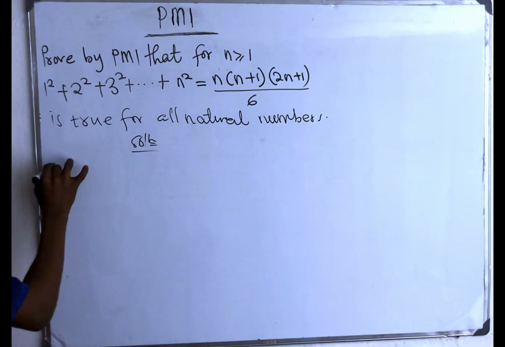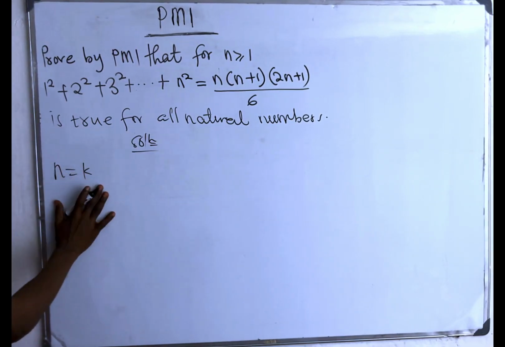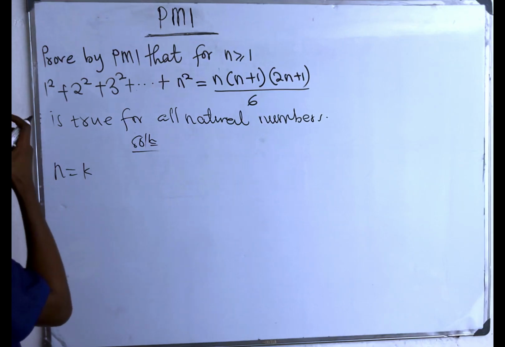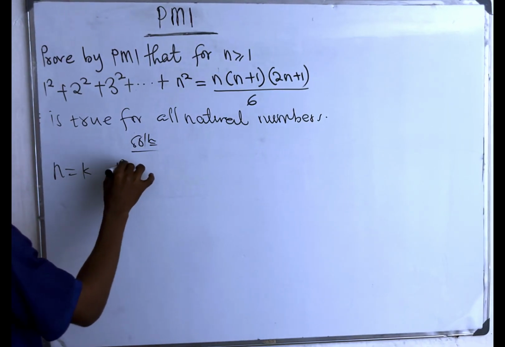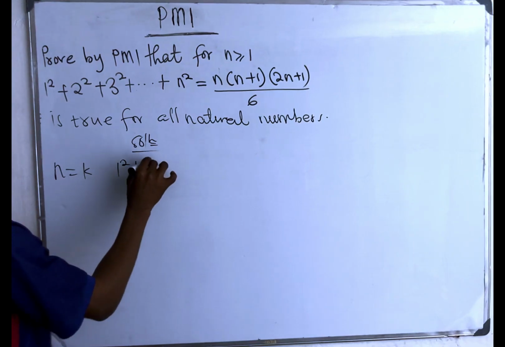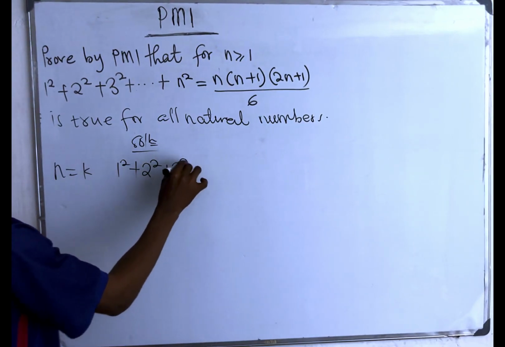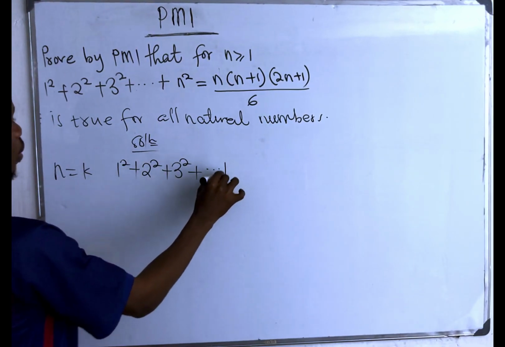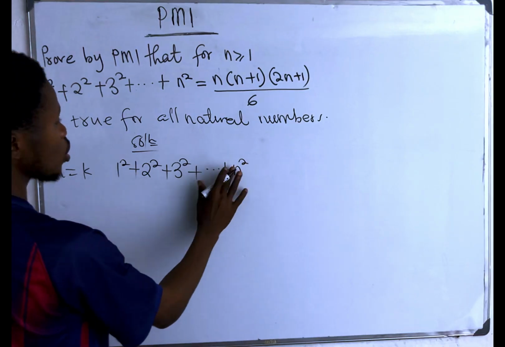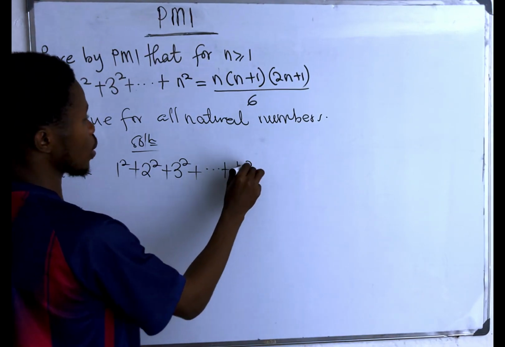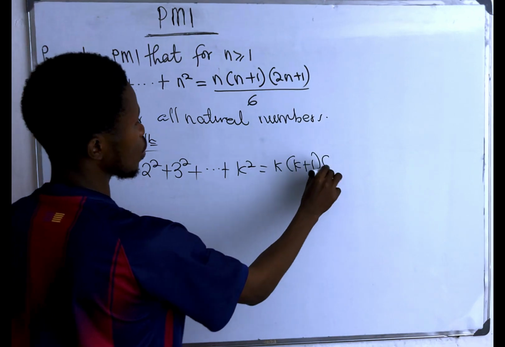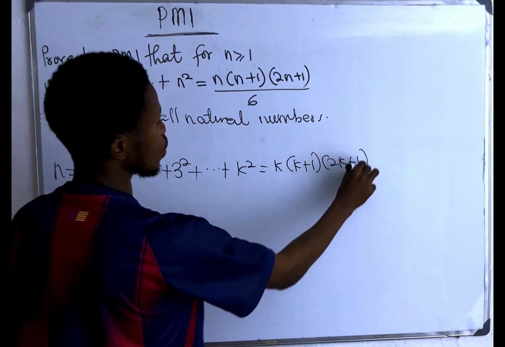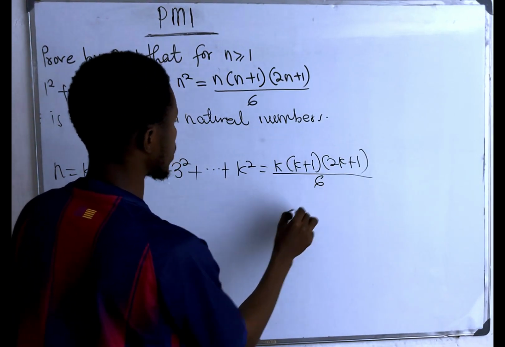The assumption states that n should be equal to what? k. We assume that. So if you assume that, it means that if I take 1 squared plus 2 squared plus 3 squared plus up to n squared, now our n is k squared, should give us k(k + 1)(2k + 1), and all this is divided by 6.